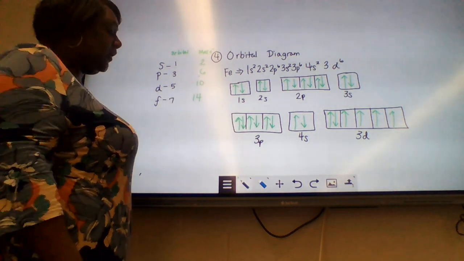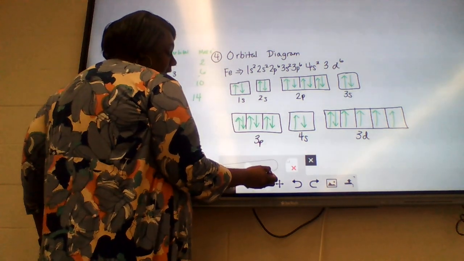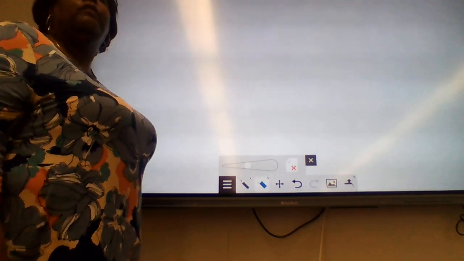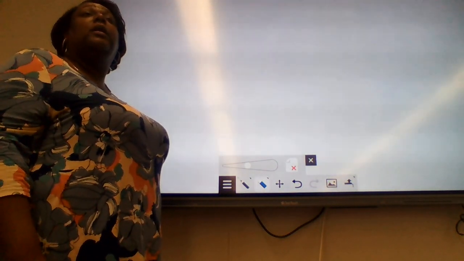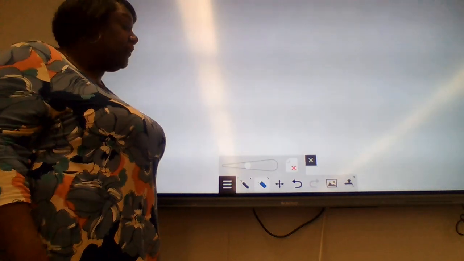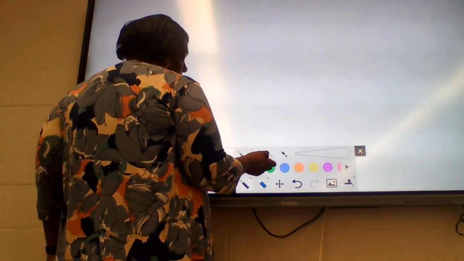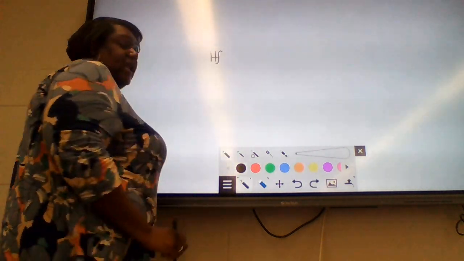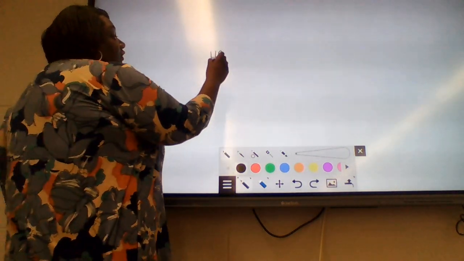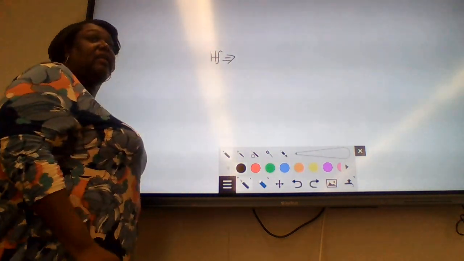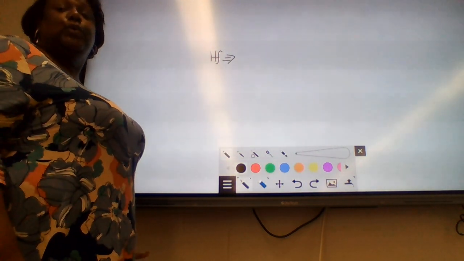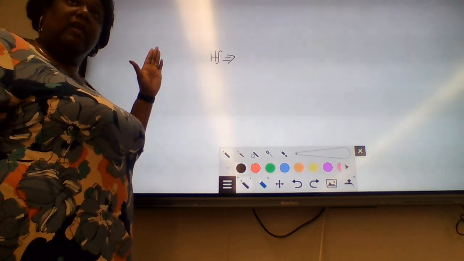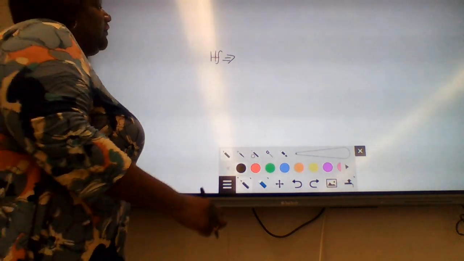Now, let's do a configuration for a very large atom. And the atom that I'm going to choose, let's say I choose the element number 72, hafnium. All right, the symbol for hafnium is HF. And so we notice that HF has actually 72 electrons. So I've got to start at element 1 on the periodic table and go all the way to element 72.